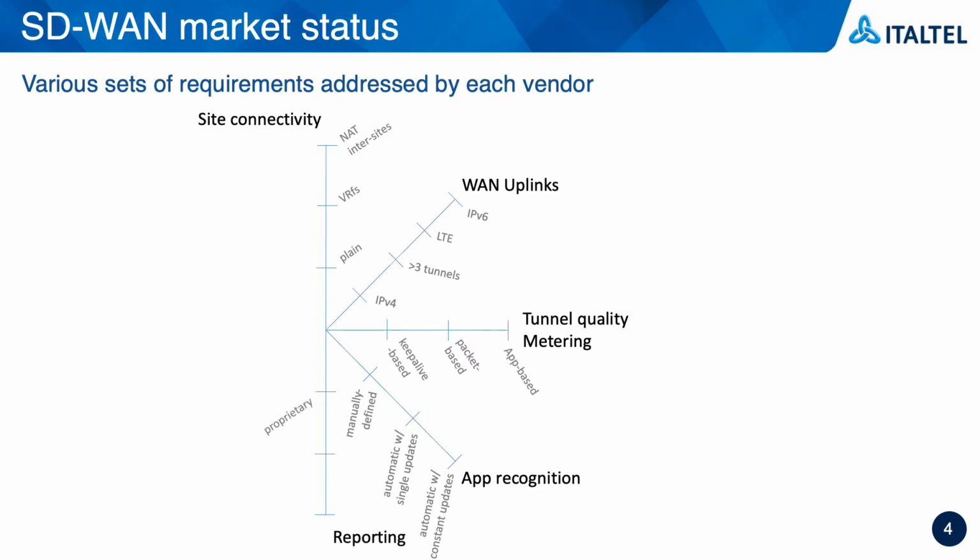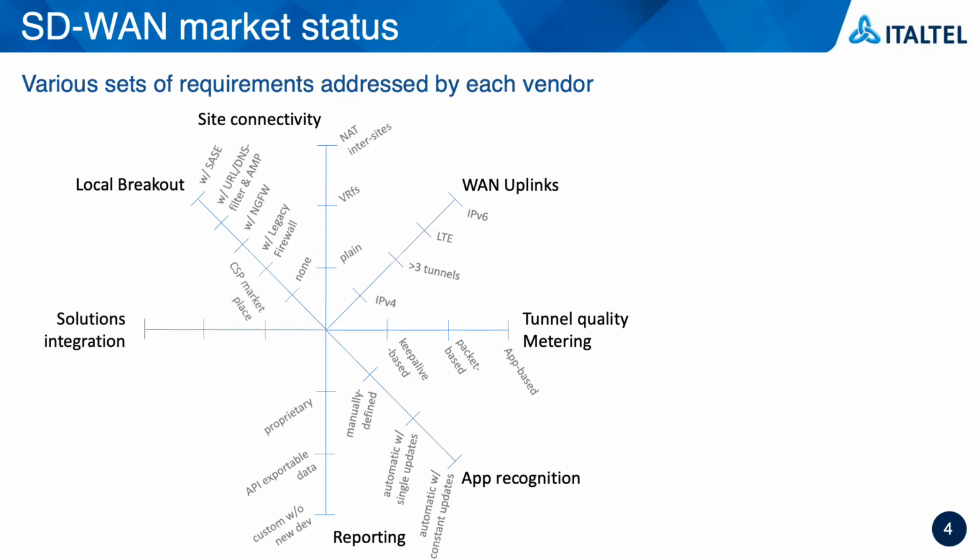Then there is reporting, with proprietary reporting or data that can be exported through APIs. Then, of course, local breakout with the different flavors of security up to SASE today. Then we can find solution integration: how many different solutions can be found on public cloud marketplaces, or interworking with different third-party solutions. And finally, the friendly usage of a solution, on the UI and also the definition of the configurations, and for some of us, the quality of the REST APIs.